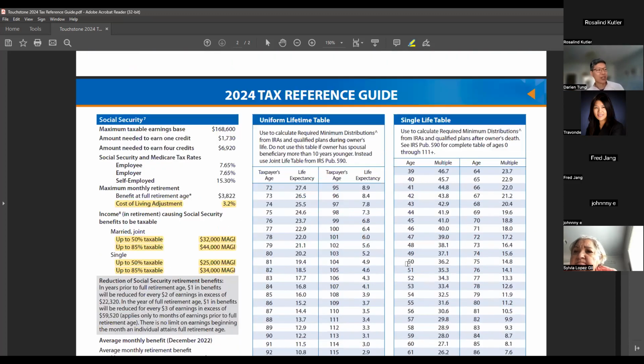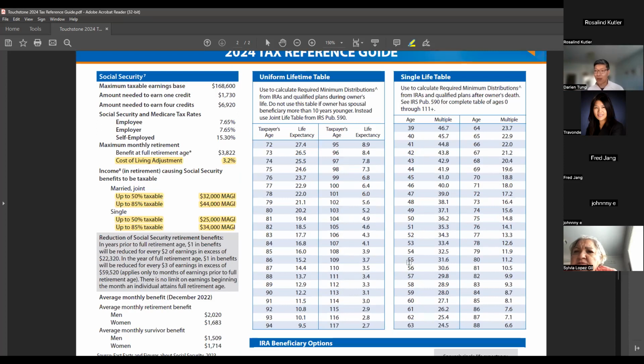The one last thing I wanted to touch on, because many of us on the call might be receiving Social Security at the moment. You got a cost of living adjustment of 3.2% from the last year. If inflation continues to fall like it has been, this year's cost of living adjustment will probably be a lot less.